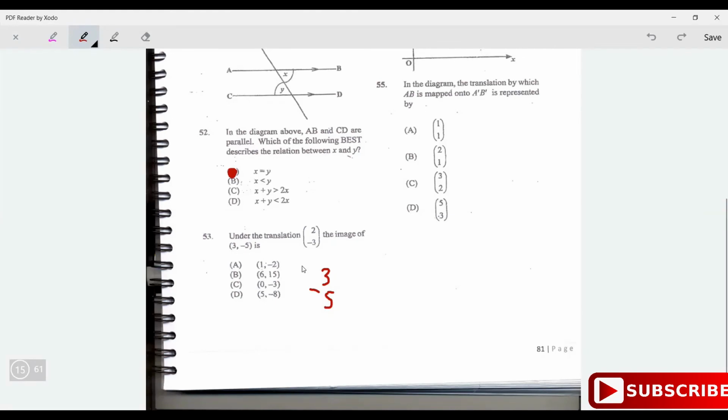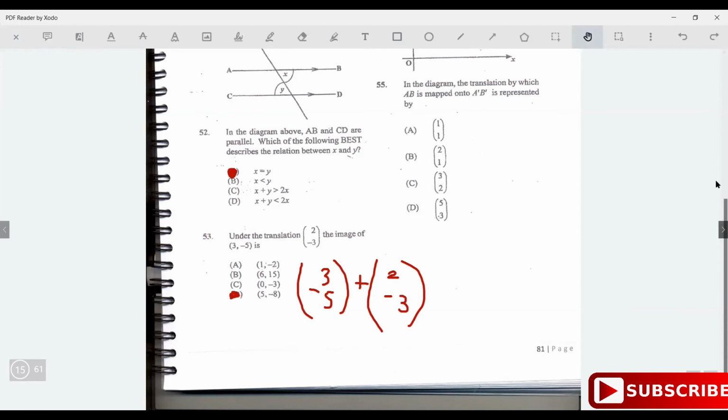You're going to add it to 2 minus 3. 3 minus 5 plus 2 minus 3. Now when I add these two, what am I going to get? 3 plus 2 is 5. Minus 5 plus minus 3 is minus 8. Clearly that's option D. Too easy.